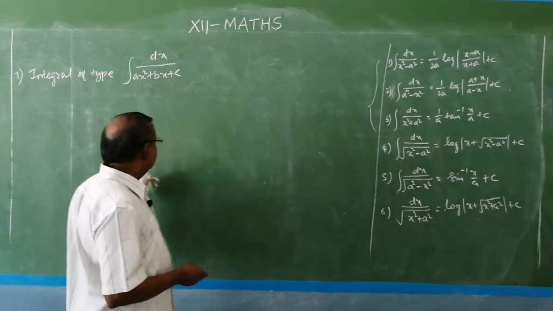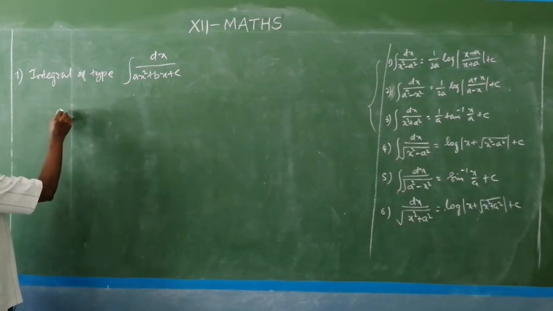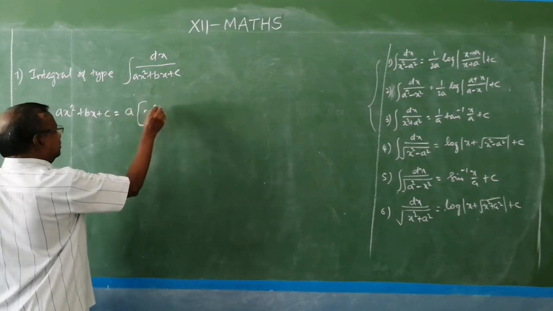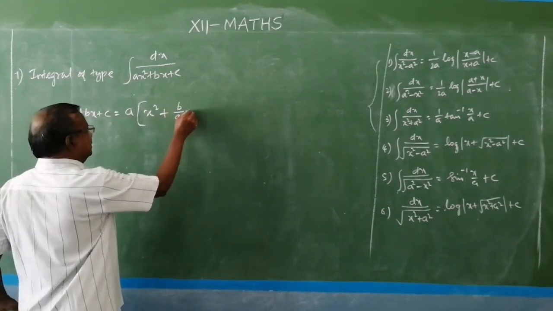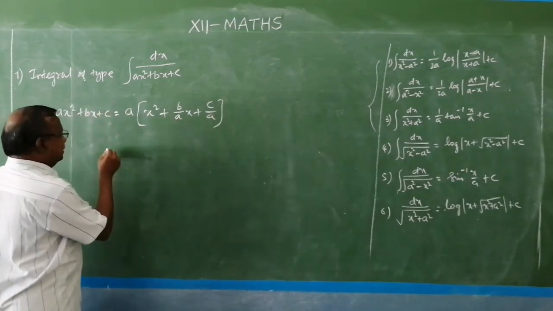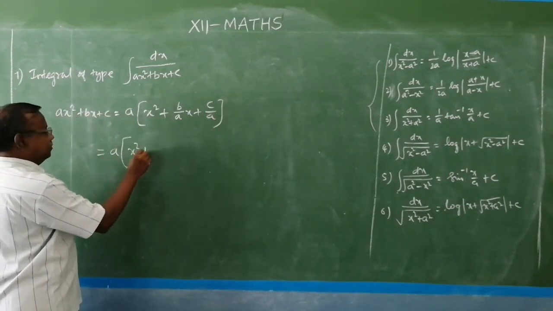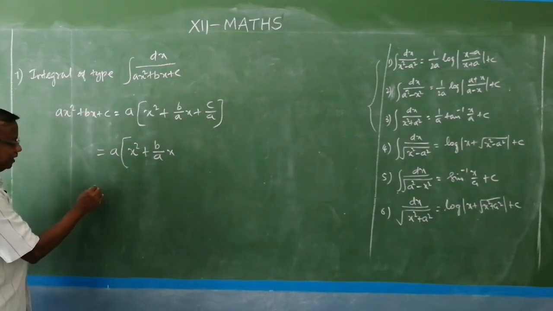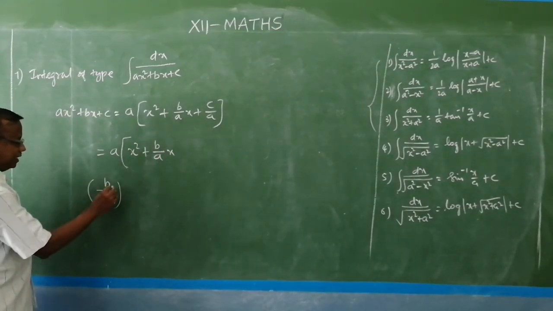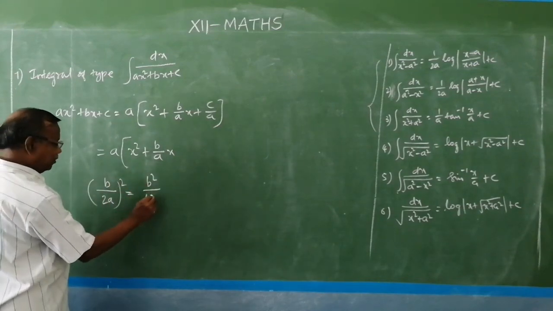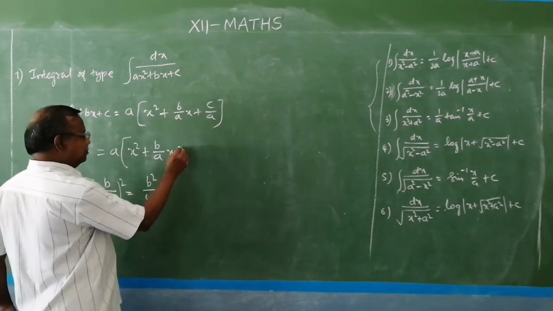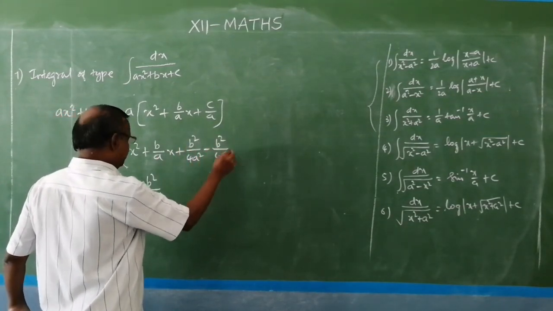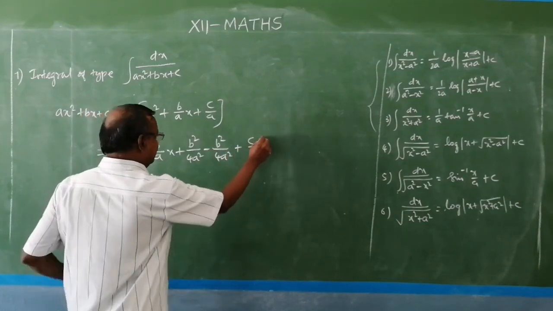For this we need to apply the technique we learned in the 10th standard, that is the completing the square method. Now look here, ax square plus bx plus c equals a into x square plus b by a x plus c by a. The coefficient of x is b by a, half of it is b by 2a. Squaring this term we have b square by 4a square. Adding and subtracting this term, b square by 4a square minus b square by 4a square. Already we have c by a.